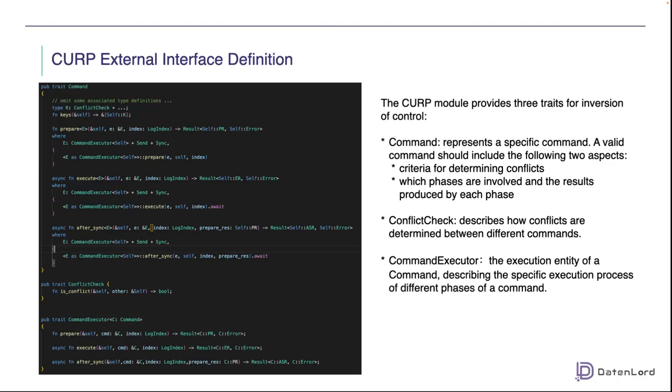The CURP server doesn't concern itself with executing commands. It's only interested in the relationship between them, and doesn't delve into the specifics of how commands are executed. On the other hand, a command executor describes how commands are executed without concerning itself with the relationship between commands. Each interface is separate, focusing on its respective aspect.